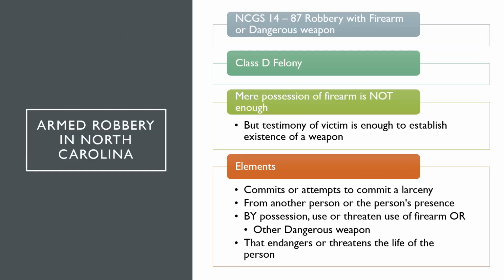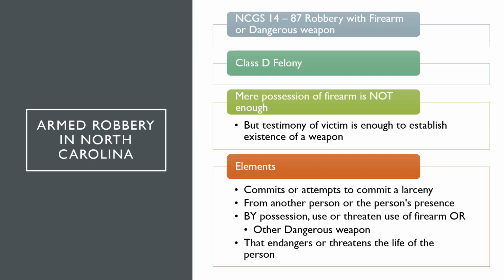So let's look at armed robbery in North Carolina. This is North Carolina General Statute 14-87, robbery with firearm or dangerous weapon. And you look, we went from a G to a D. Now, just having a weapon's not enough. Let's suppose I've got a weapon. It's tucked in behind my pants, so you can't see it, and I come up and I take something from you in a robbery.